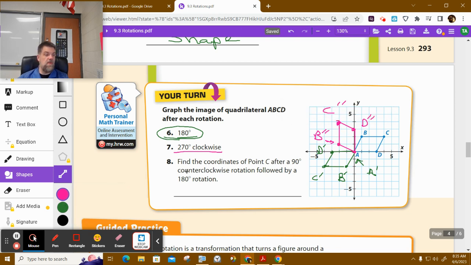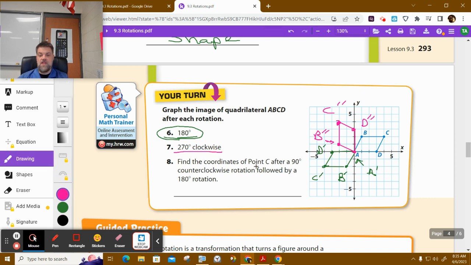Okay, one last thing, then the robotics kids can go. It says, find the coordinates for point C after 90 degrees counterclockwise rotation followed by 180 degrees rotation. So point C is here, right? What is this? 2, 4. And it says 90 degrees counterclockwise, so that would be here. And then 180 degrees rotation would just put it down here. So it would be 2, -4.